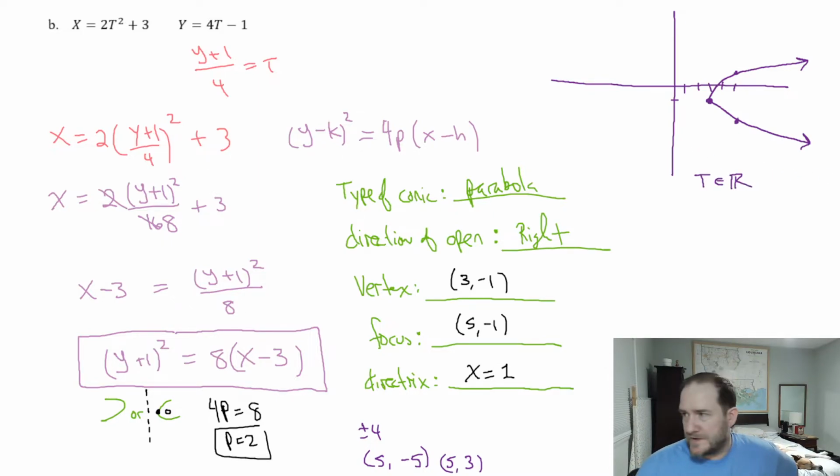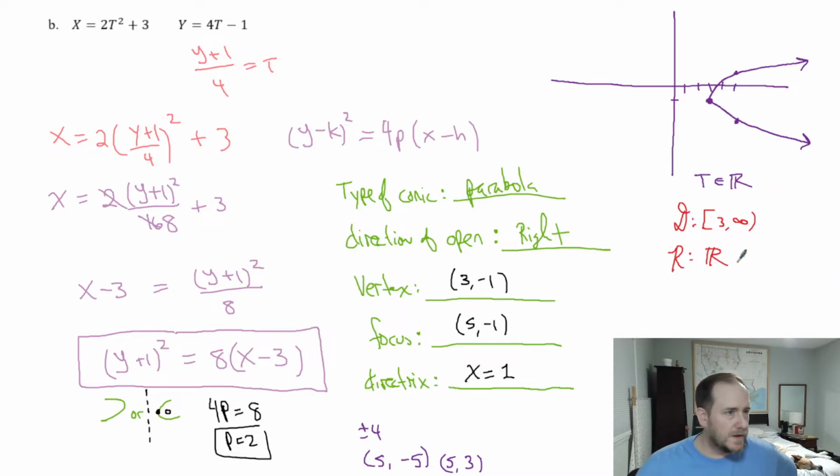Again, the graph that you're looking at presumes that t can be any real number. So as long as t is allowed to be any real number, what's our domain? Our domain is going to run from our vertex to the right, and our vertex was at 3. So our domain would be 3 to infinity, and our range would be all reals.